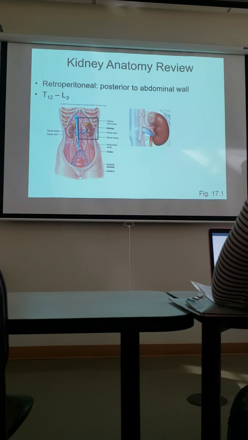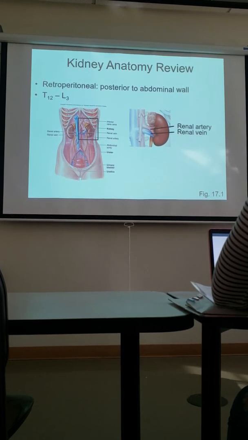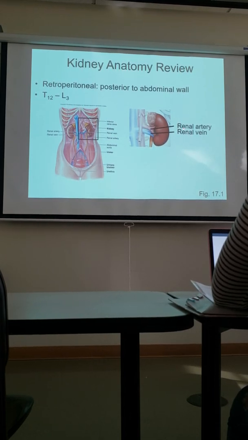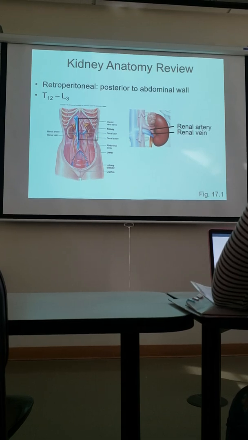Okay, so here's a little cartoon blow-up of the kidney. Of course, our job is to filter blood, so you want to make sure you have a good blood supply going in and out of the kidney. Remember, the renal artery is the main artery going into the kidney. The renal vein is the main vein bringing blood out of the kidney.